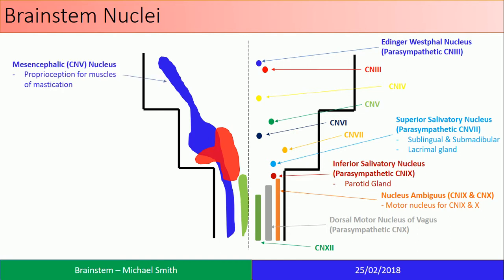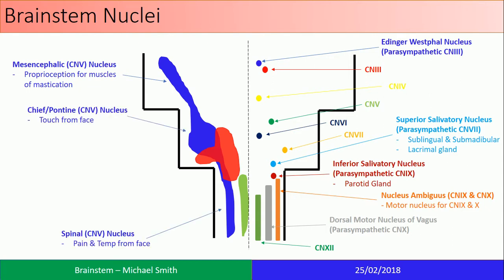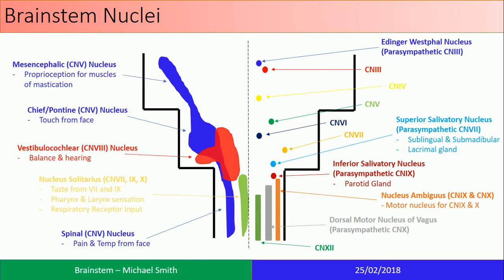On the sensory side, we've got our cranial nerve 5 nucleus, which is broken into the mesencephalic nucleus, the chief or pontine nucleus, and the spinal nucleus. Then we have our vestibulocochlear nucleus, and our nucleus solitarius, which has taste from cranial nerves 7 and 9, and the sensation from your pharynx and larynx.